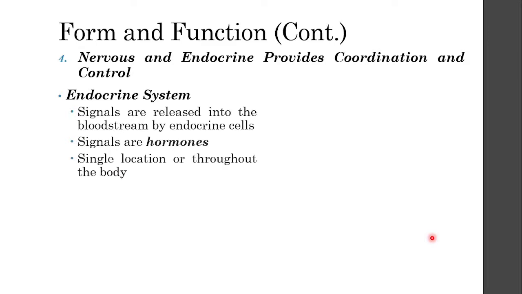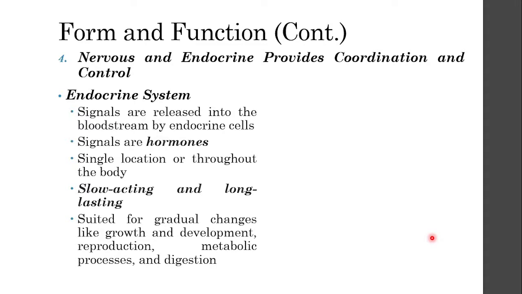Its target can either be a single location in your body, or it can even be throughout your whole body. One thing that I want you guys to remember about the endocrine system is that it is slow acting and long lasting. When hormones are released into the body, you cannot feel the effect immediately. But once the effect is taken into account, that effect will last much longer.